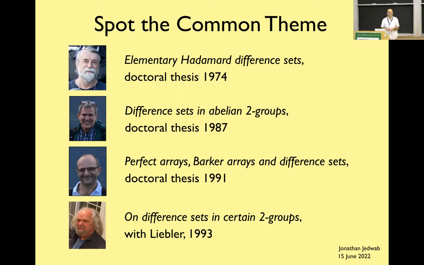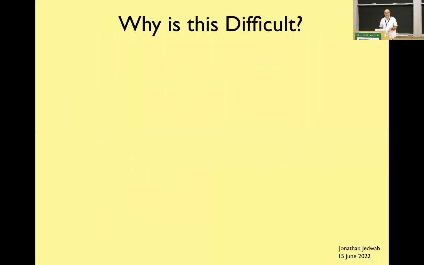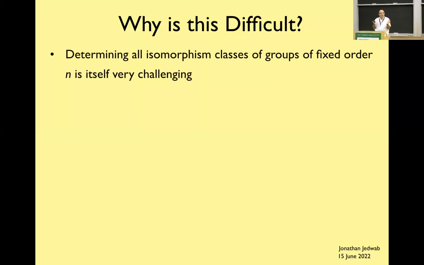And you might politely wonder why we haven't finished this problem off yet if we've spent collectively so much of our lives on it. So why is this so difficult? Well, maybe it's because we're not very smart, but perhaps there are other reasons as well. So the first problem is this. If you want to tell me which groups of order 4 to the d contain a difference set, the first thing you've got to tell me is, what are the groups of order 4 to the d? Not so easy. Determining all the isomorphism classes of groups of a fixed order is an old and extremely difficult problem. It goes back to the 19th century.